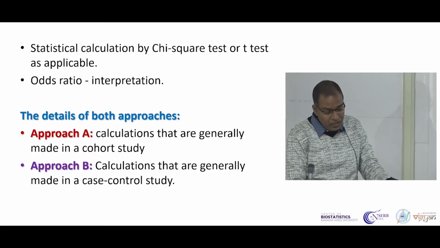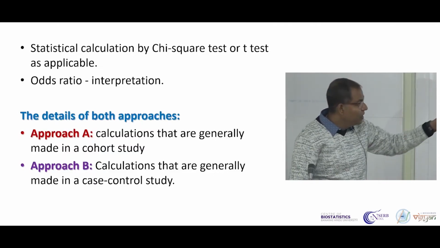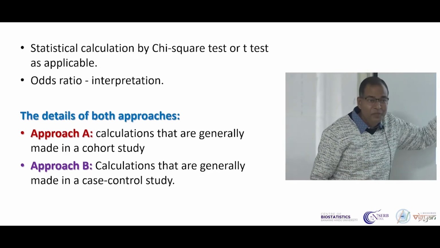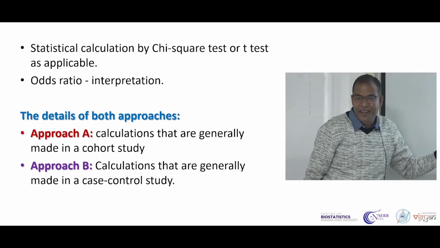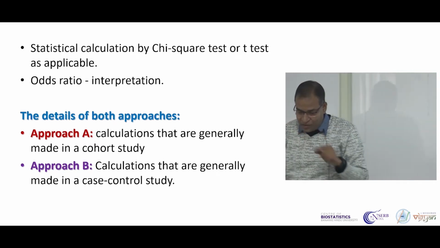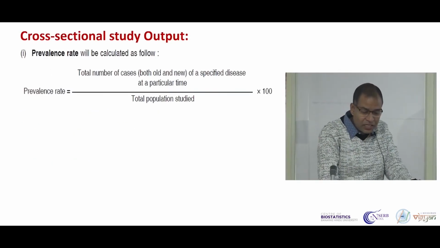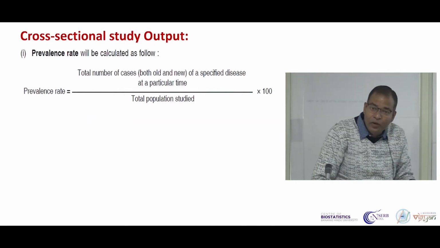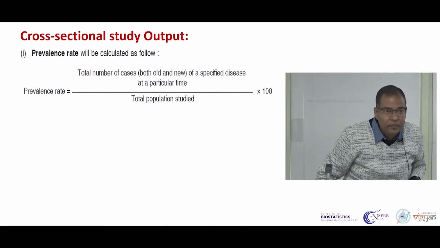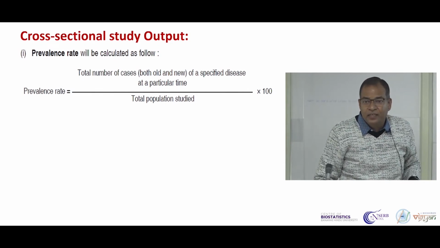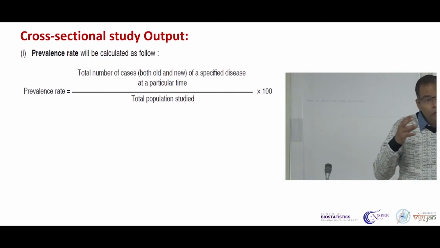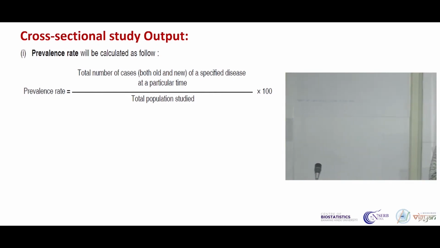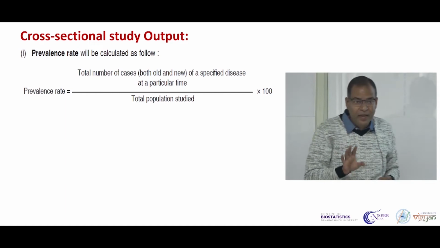So both approaches are correct. You will see later on, approach A is basically a cohort study approach, and approach B is basically the case control study approach. We will discuss that later on. In a cross-sectional study, we calculate the prevalence. How can we calculate the prevalence? We discussed it in the morning. Total number of current cases, comprising both old cases as well as new cases, divided by total number of population studied, multiplied by 100.